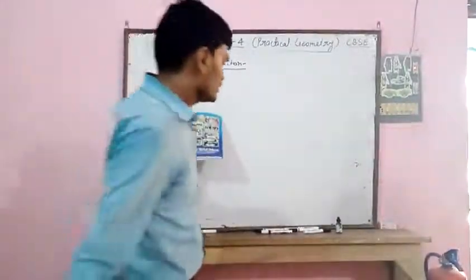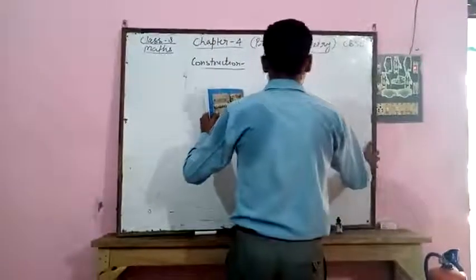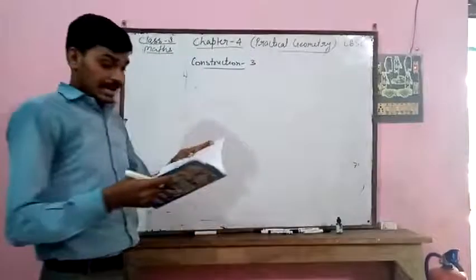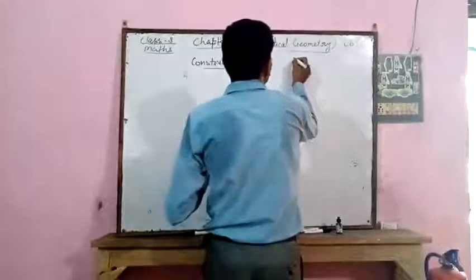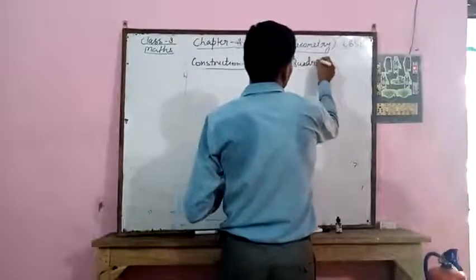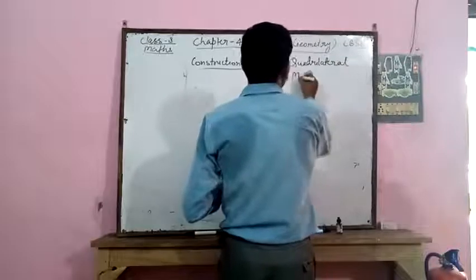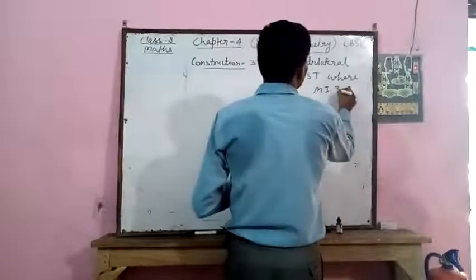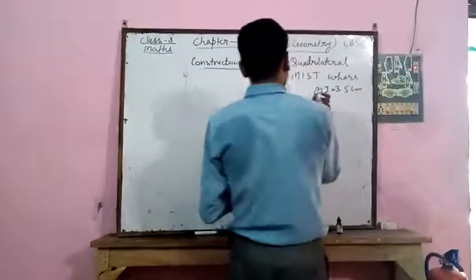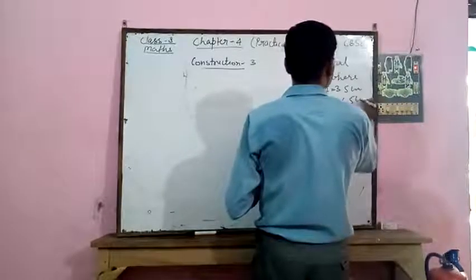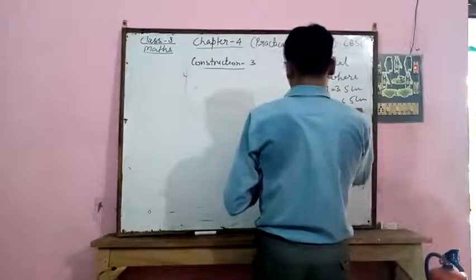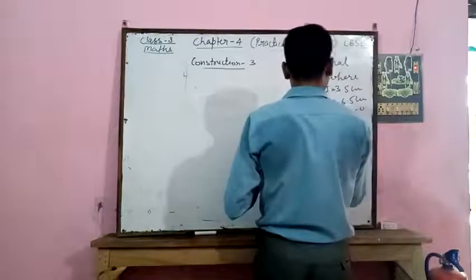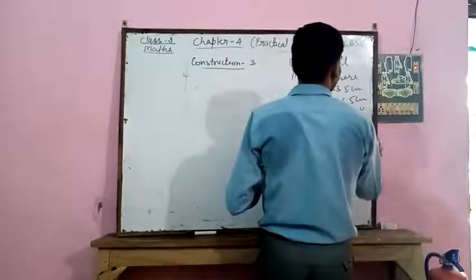Now come to the construction third. Construct a quadrilateral MIST, where MI is equal to 3.5 centimeter, IS is equal to 6.5 centimeter, angle M is equal to 75 degree, angle I is equal to 105 degree, and angle S is equal to 120 degree.